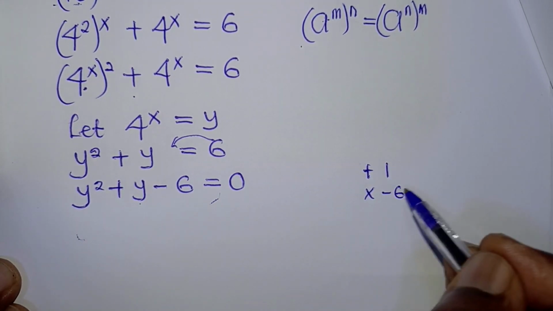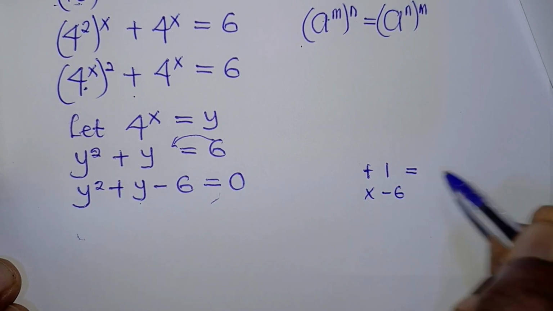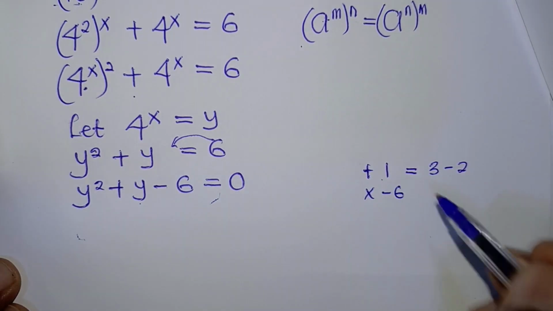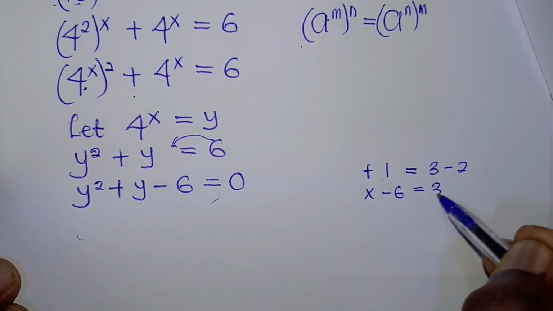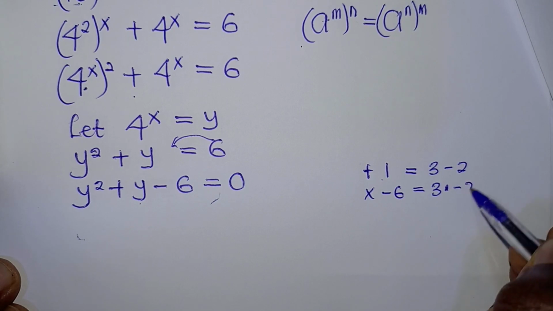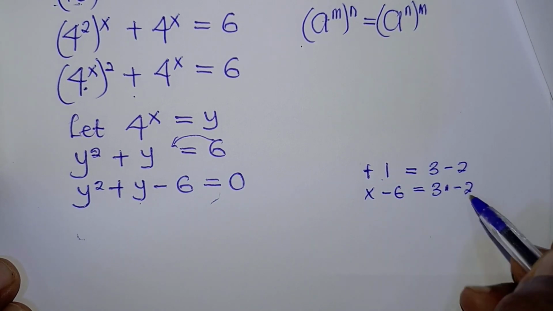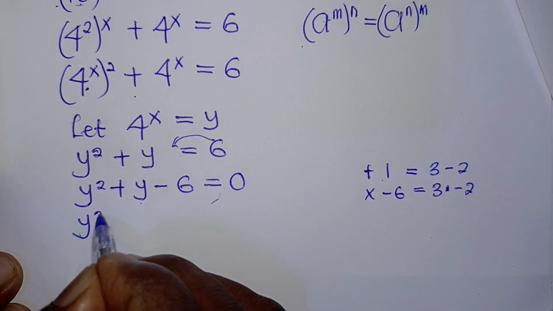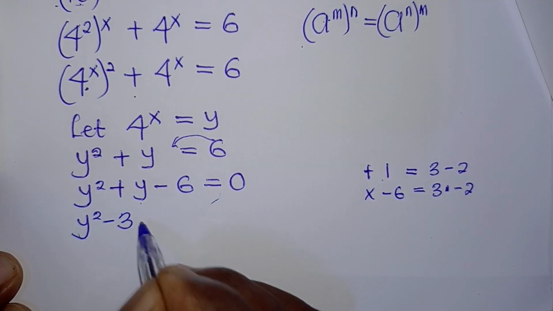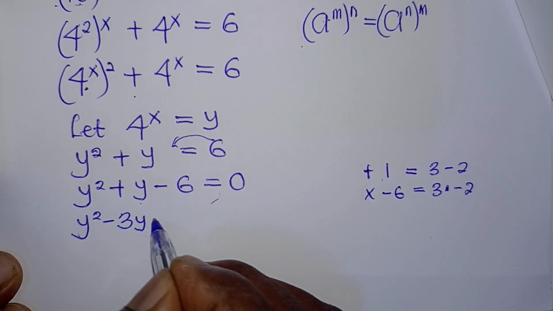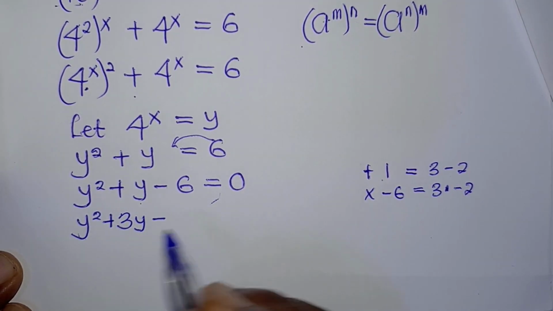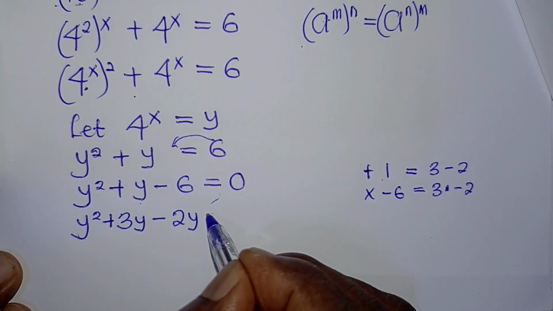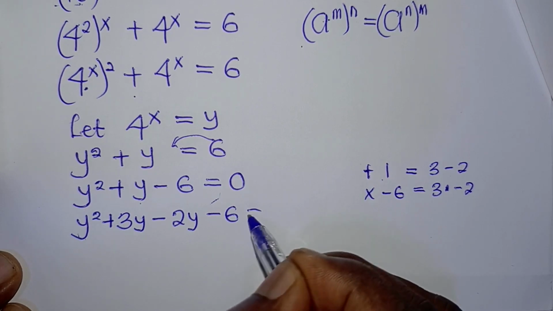Minus 6. So if you have 3 minus 2, you get 1. And if you have 3 times minus 2, you get minus 6. So we can replace that; we'll break this one into that. So we have y squared minus 3y plus 3y minus 2y minus 6 equals 0.